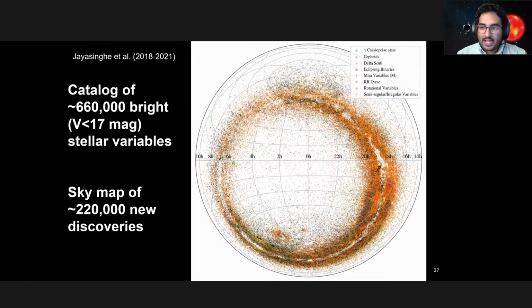So a good chunk of my time as a graduate student was spent characterizing the stellar variability of over 60 million stars in ASAS-SN. Long story short, we came up with a homogeneously classified catalog of over 660,000 new variable stars, out of which 220,000 were brand new discoveries. These new discoveries are illustrated in this plot. And as you can see, we discovered many new variable stars all over the sky. This catalog of variable stars provided an excellent starting point for our search for non-interacting compact objects.